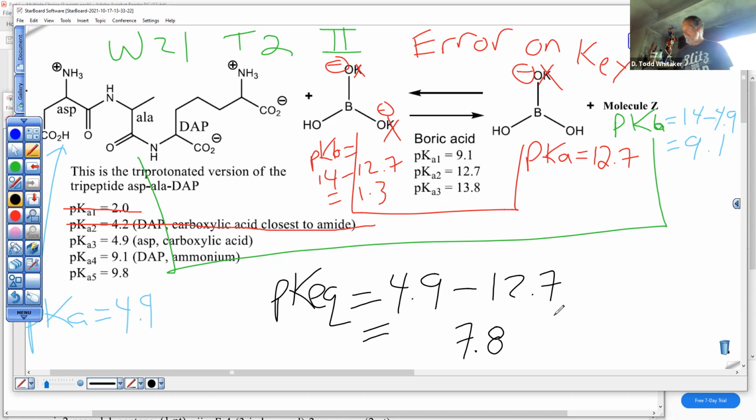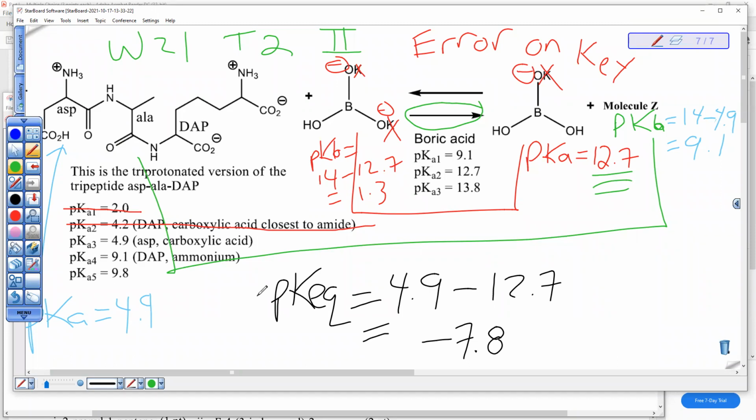Okay. And pKeq is negative 7.8 because I took the bigger one from the smaller one. That proves we're going to circle the arrow to the right, but we knew before then we're circling the arrow to the right because it points to the more stable acid with a pKa of 12.7. The less stable acid has a pKa of 4.9.